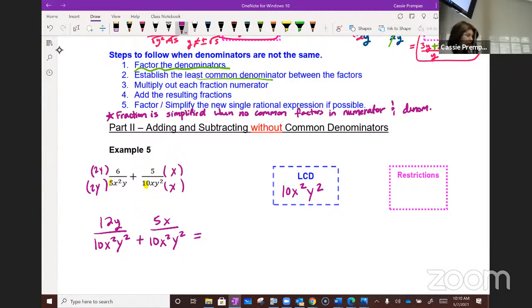is equal to, now I like to check, do I have the same denominators? I do. So now I can combine those numerators, 12y plus 5x over 10x squared y squared. What would be my restrictions?